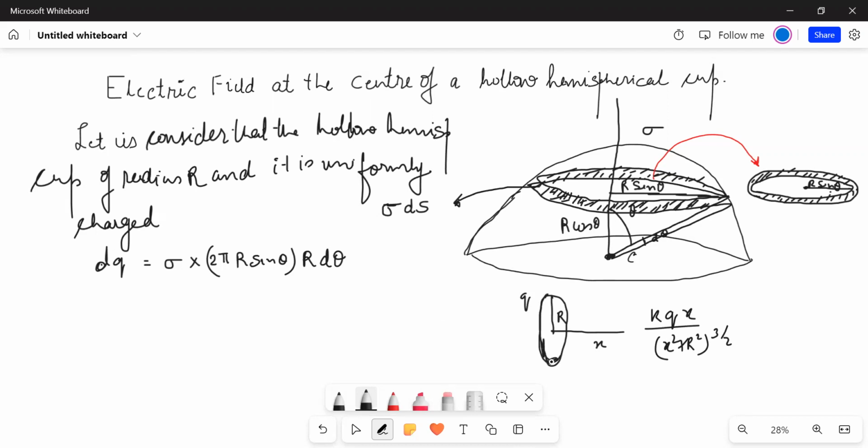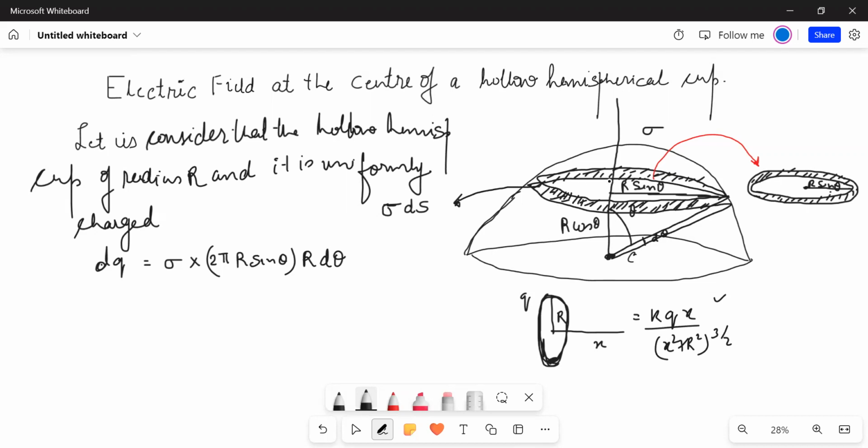Then at a distance x, if one wants to calculate the electric field, it would be kqx upon (x square plus r square) raised to power 3 by 2. So now, instead of this ring, we have this ring.